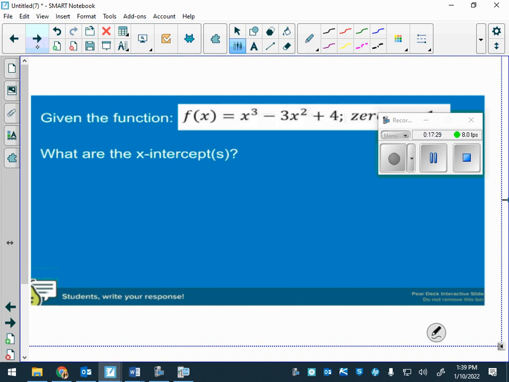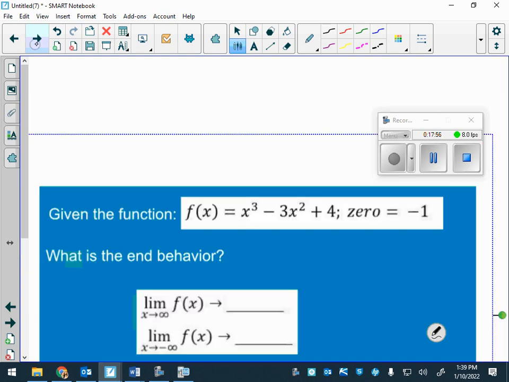Then it's asking for x-intercepts. Well, here's a recall of what factored form was. So you're using factored form to find your x-intercepts, which are what? 2, 0, and -1, 0, which are given to you.